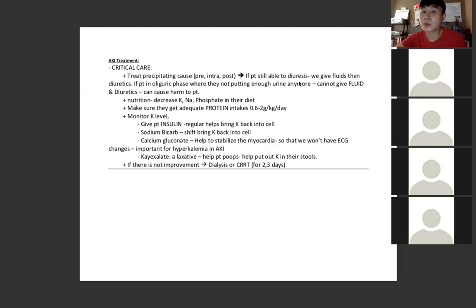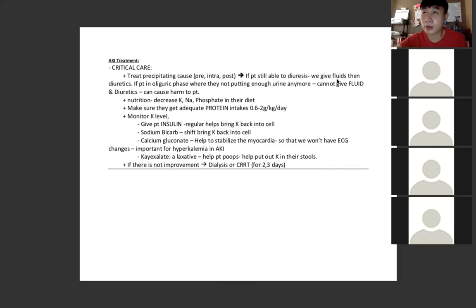If the patient is still able to diurese, we give fluids, then we give diuretics. This is important: only if the patient is able to diurese, meaning able to produce urine. And what does it mean, the patient is able to produce urine? It means that their urine output is more than 30 ml per hour or more than 400 ml per day. The treatment for those patients is we give them more fluid and we give them diuretics to help them pee out more.